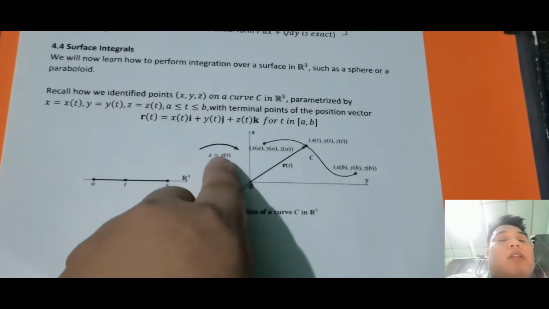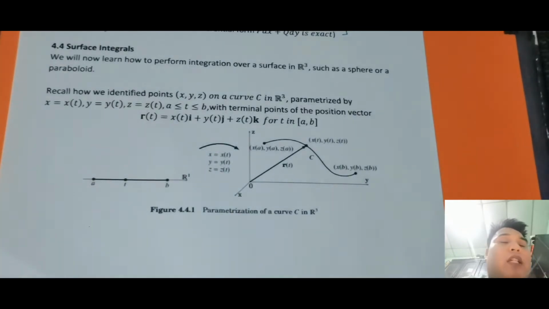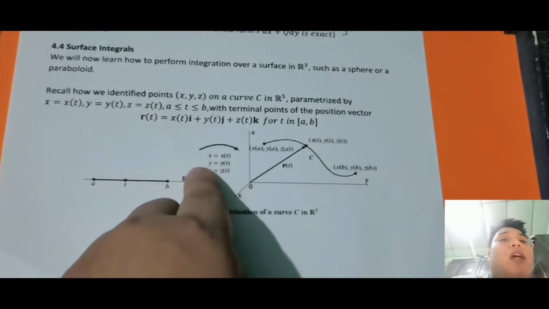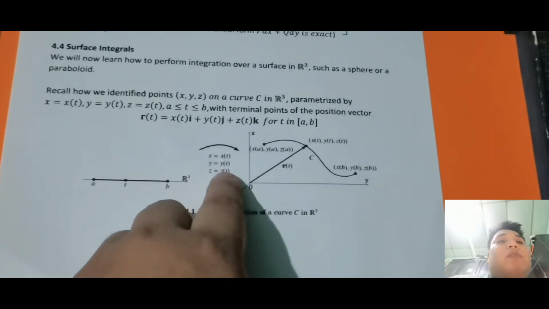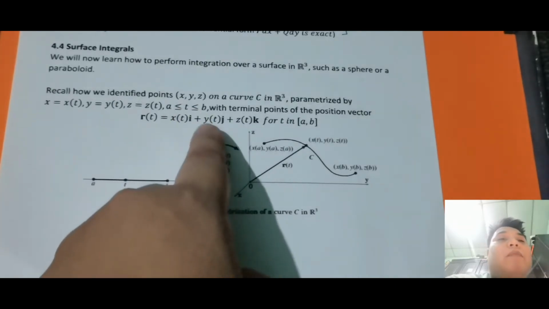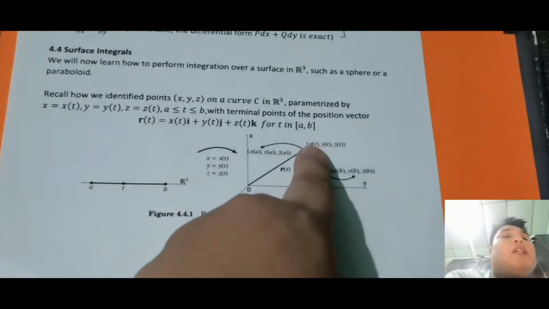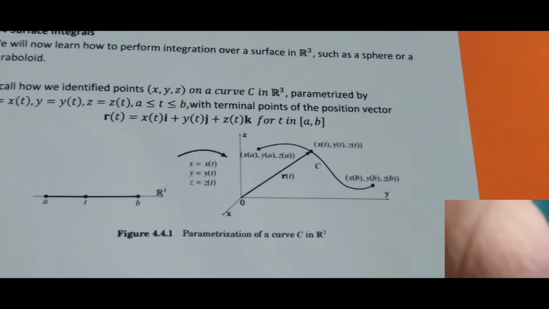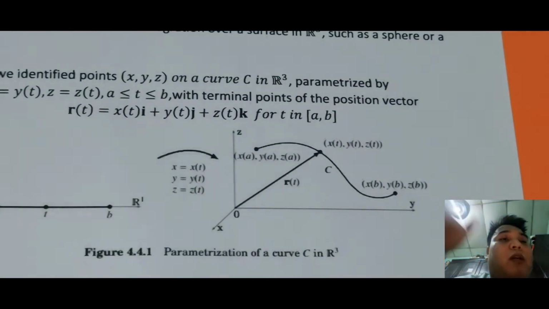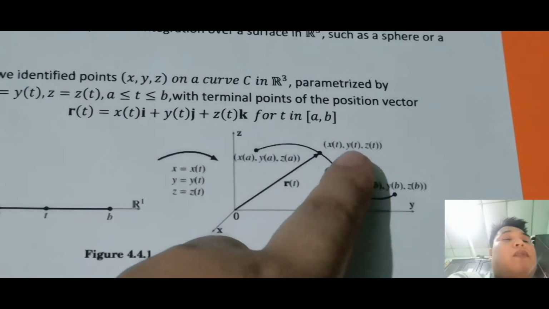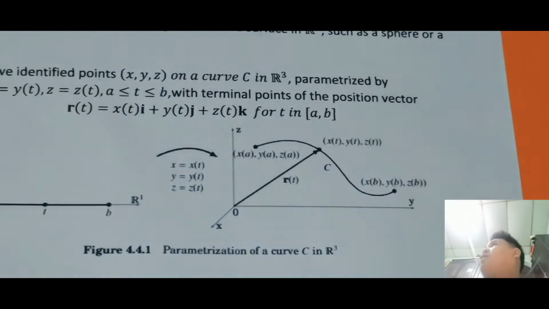So that is x is equal to x of t. Pinarameterize ko yung x in terms of t. So x is equal to x of t, y is equal to y of t, z is equal to z of t. Note, may points tayo x, y, z, but since ginamit natin yung parameterization using yung R1, ano nangyari? That is x of t, y of t, z of t. Yan, zinuzoom ko lang, pasensya na. So x of t, y of t, and z of t.